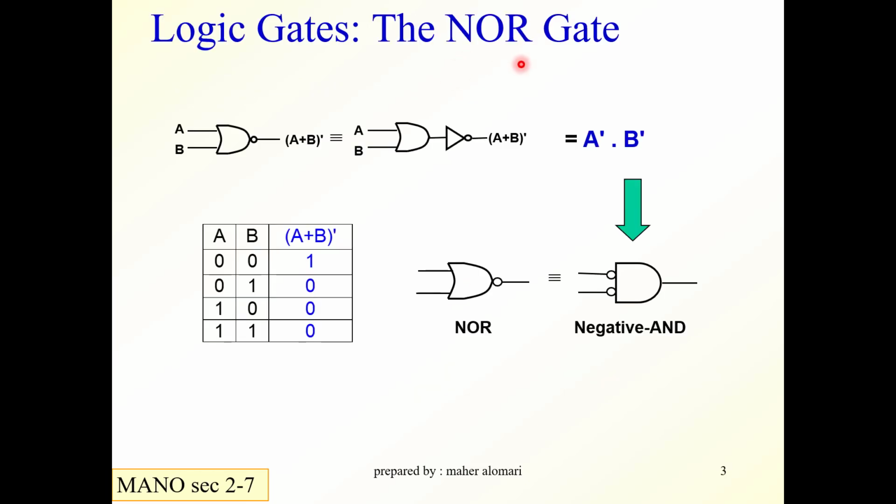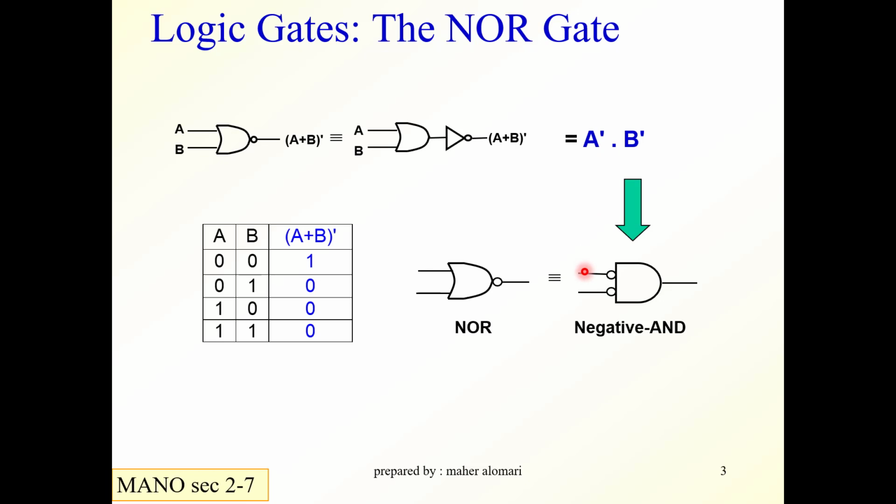Another gate is the NOR gate. The NOR gate is the complement of the OR. This is an OR gate followed by an inverter. This is another symbol for it, or the main symbol for the NOR gate. It's an OR followed by this bubble, which resembles an inverter. Of course, the output of the NOR gate is equal to A OR B, complemented. Applying De Morgan's theorem, this is equal to A bar ANDed with B bar. So another symbol for the NOR gate is the negative AND.